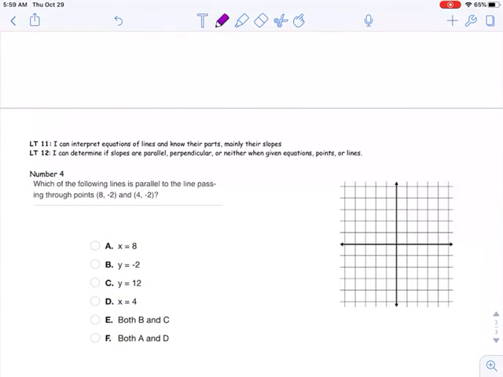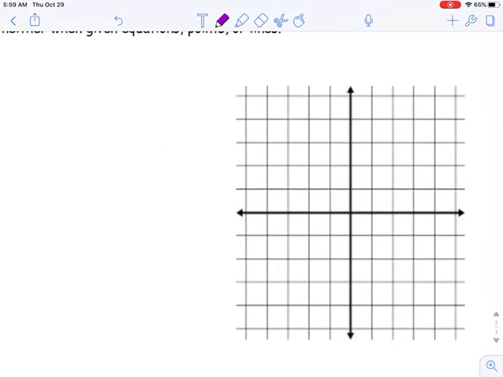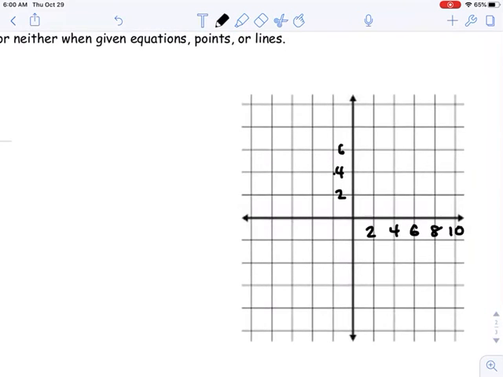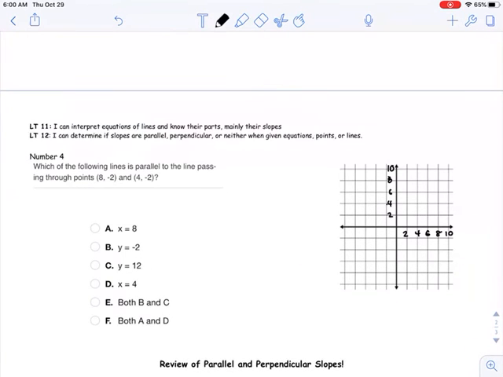All right. Which of the following lines are parallel to the line that passes through the points 8, negative 2 and 4, negative 2? So on this coordinate plane really fast, we'll just say we're counting by 2. So like this is 2, 4, 6, 8, 10. And same thing, this is 2, 4, 6, 8, 10. All right, so what is parallel to the line that passes through 8, negative 2 and 4, negative 2?